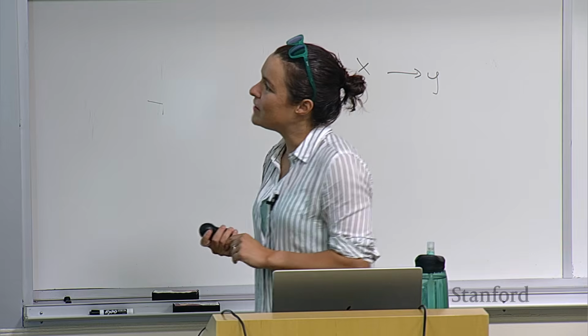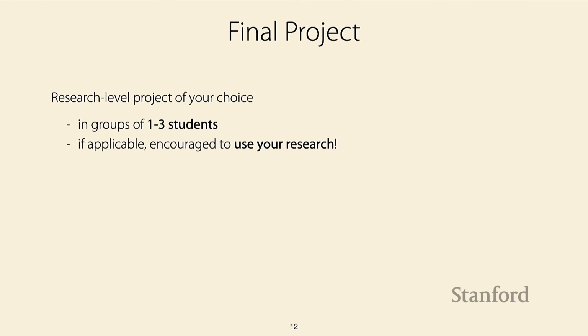Cool. For the final project, the main parts of the course, in terms of your work, are the assignments and the project. The project is a research-level project of your choice that you can do in groups of 1 to 3. If you're doing research on campus, we really encourage you to use your research for this project, as long as it's applicable to the topics covered in the course. And you can also share the project with other courses, although we'll have slightly higher expectations in that case.